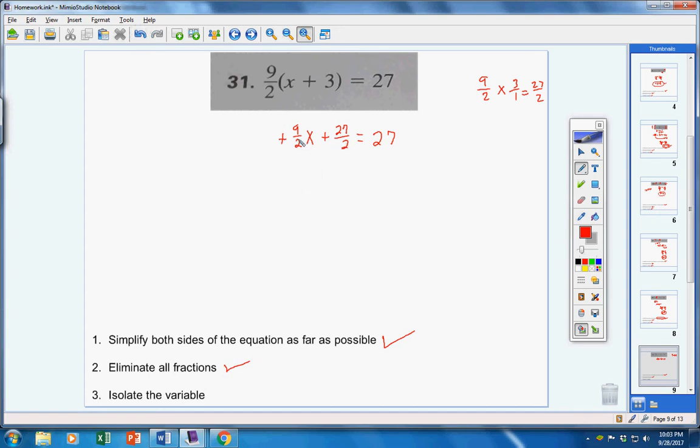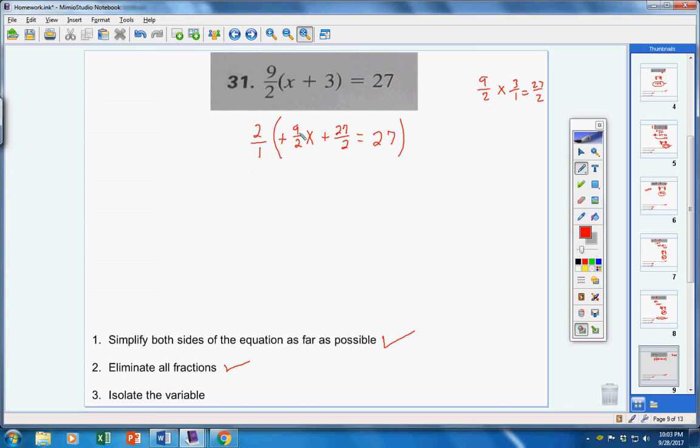Now, notice my denominators are the same, a 2 and a 2. So I multiply the entire equation by 2. Now, if I would have had a 2 and a 3, then I would multiply the entire equation by 6, because the common denominator for 2 and 3 is 6. But in this case, we have matching denominators. They're both 2's. So we're going to multiply the entire equation by 2 over 1.